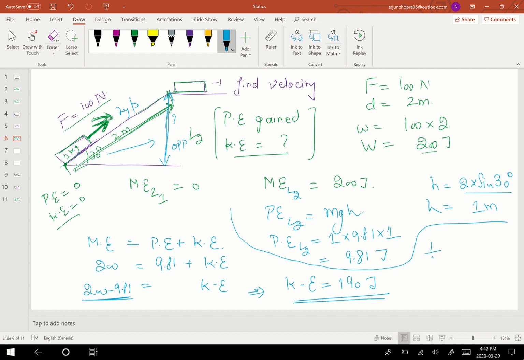If I know this value, I can also find the velocity. Half mv squared equals the kinetic energy, which is 190 joules. We know the mass, so we can also find the velocity, but that is not being asked in this question. But if you are asked to find the velocity, you can find it by applying this formula. So hopefully you were able to understand this question.